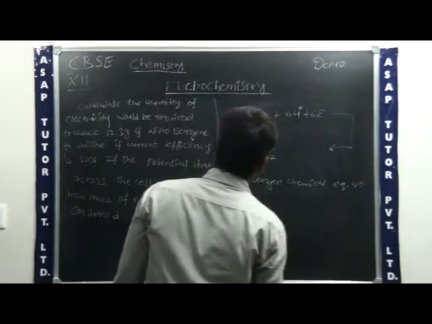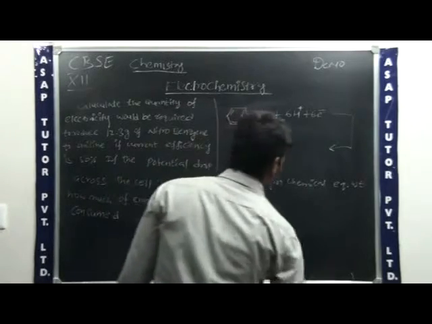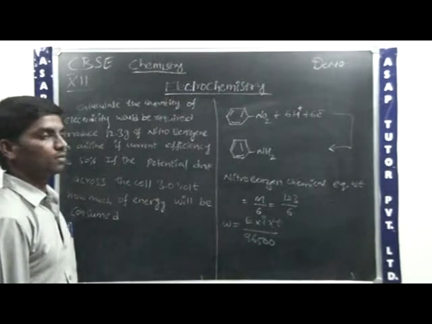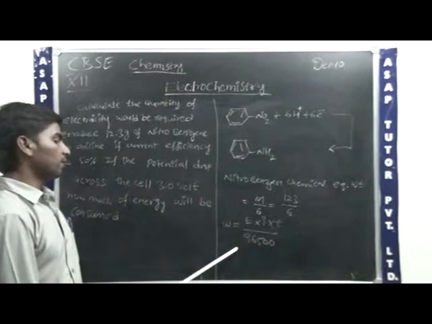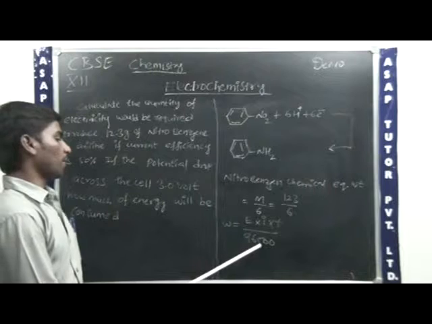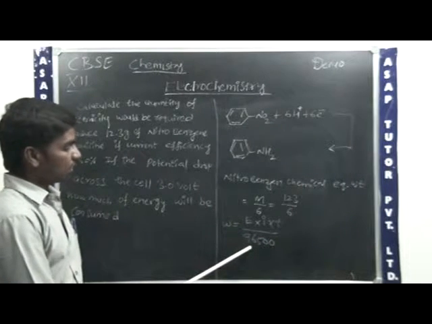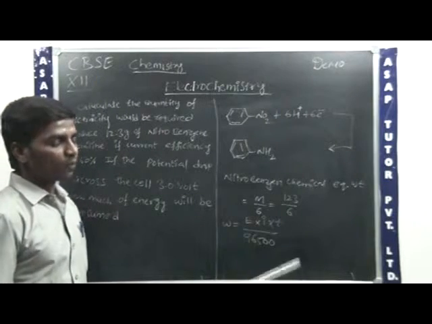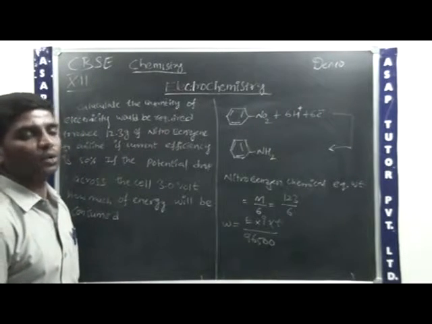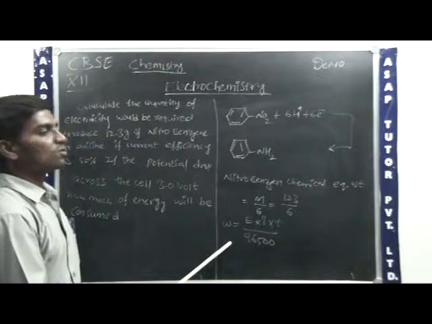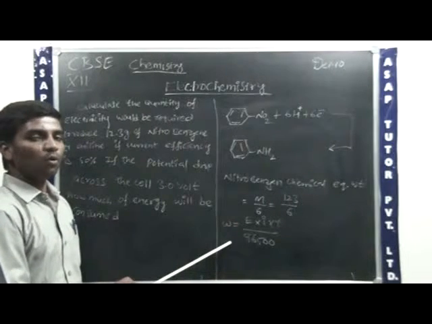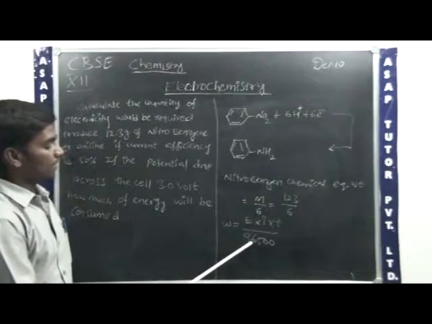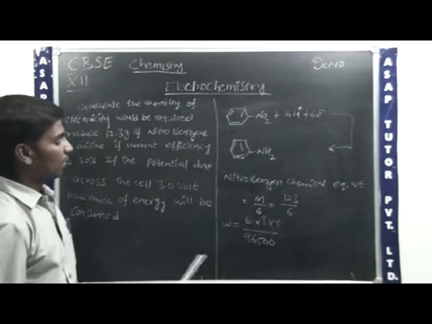Chemical equivalent weight equals... 1 Faraday equals 96,500 coulombs. This is obtained from, how do we calculate 1 Faraday? 1 Faraday equals the quantity of charge of 1 mole of electrons. That equals 96,500 coulombs.